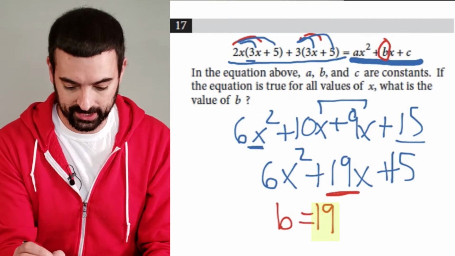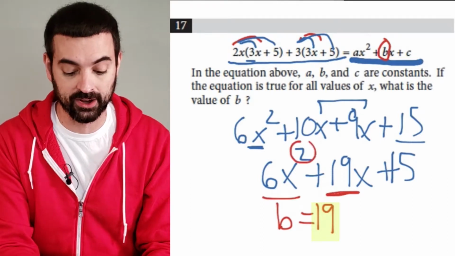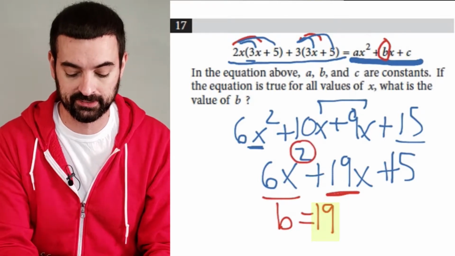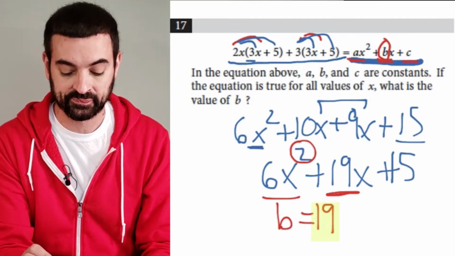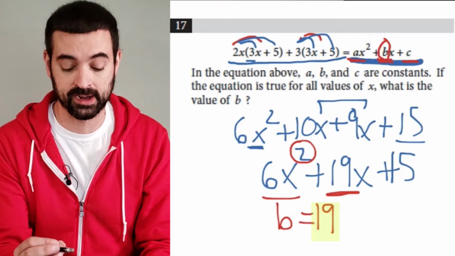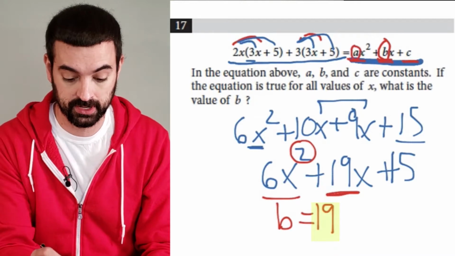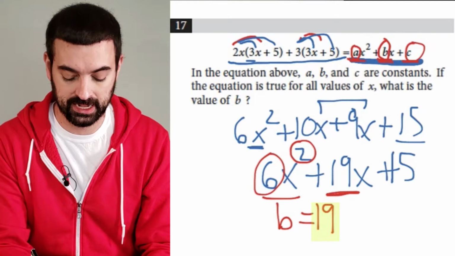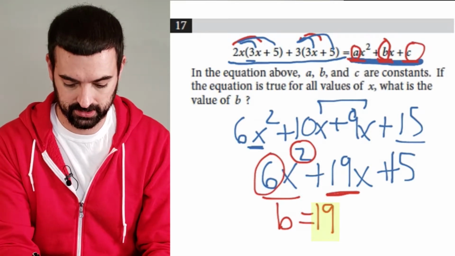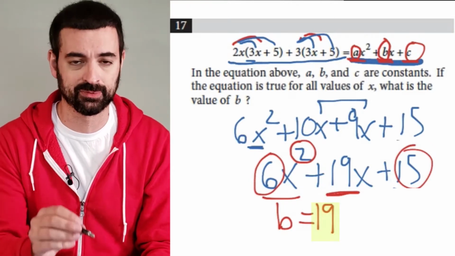And this is a bubble in question, so you would actually bubble in the numbers 1 and 9. Notice that once I get 6x squared plus 19x plus 15 to look like ax squared plus bx plus c, it's just a matter of what term occupies what position. If they asked for my a term, I would have told them 6. If they asked for my c term, I would have told them 15. But the point was that b is 19, so don't sweat that c term.